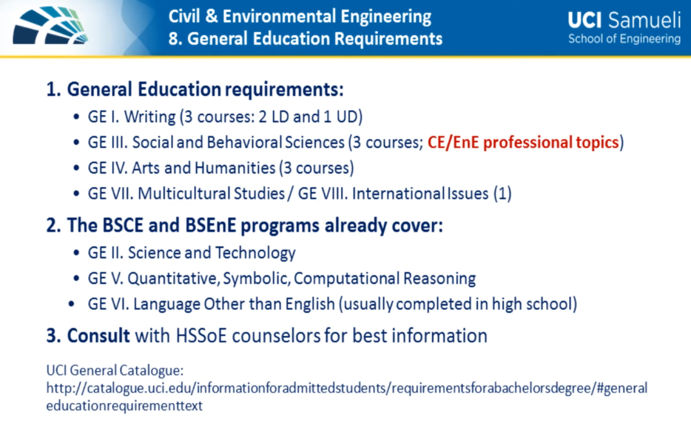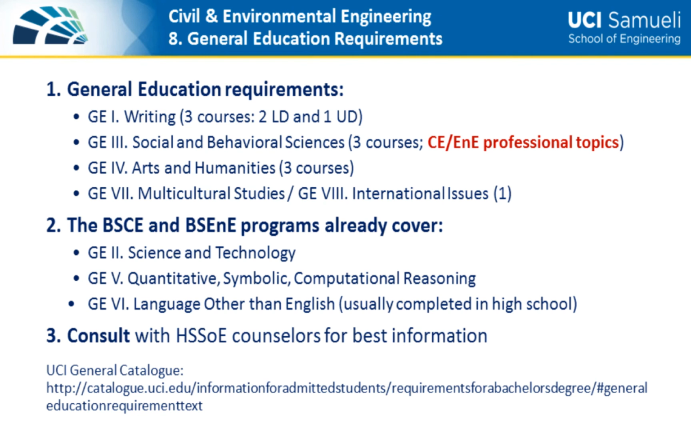UCI has rather extensive general education requirements. Engineering programs automatically cover 2 of these areas, Math, Area 5, and Science, Area 2. Both the BSCE and the BSENE programs have professional topic requirements which overlap with the General Education Area 3 requirements. Note that these requirements can only be satisfied with a letter grade, so do not take any of these courses graded as pass, no pass, since you may not be able to graduate. Also note that a passing grade requires at least a C grade, otherwise a no pass is assigned.